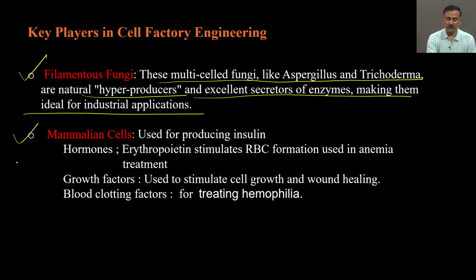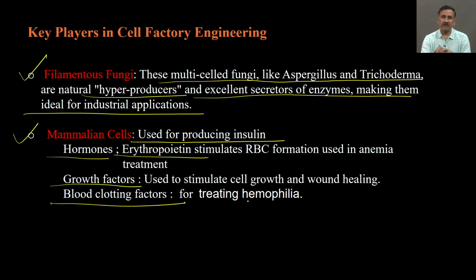And then you can also use the mammalian cells. They are used for the insulin production, hormones, erythropoietin, and so on, right. And then they are used for growth factors and the blood clotting factors. So, depending upon the type of product you want to make, the first thing is you have to choose a particular host where you are actually going to do the production part.